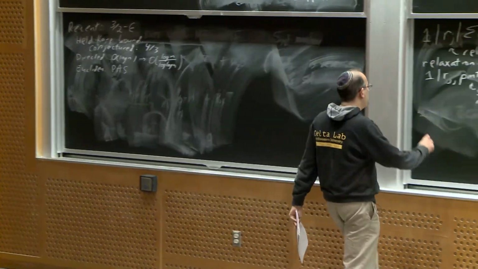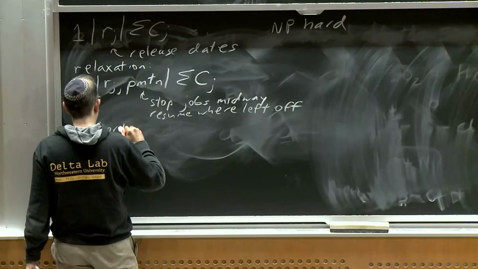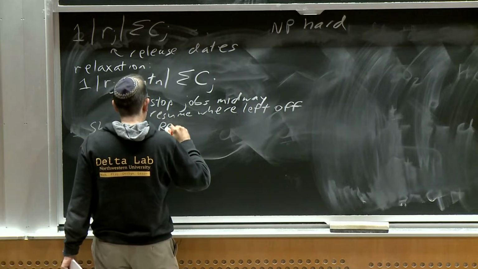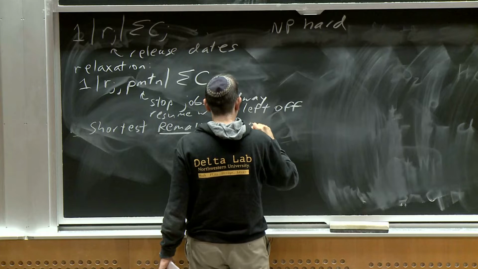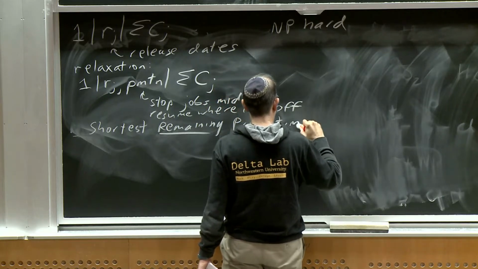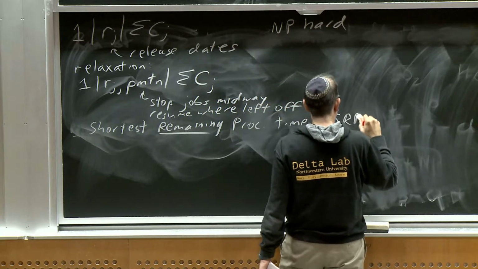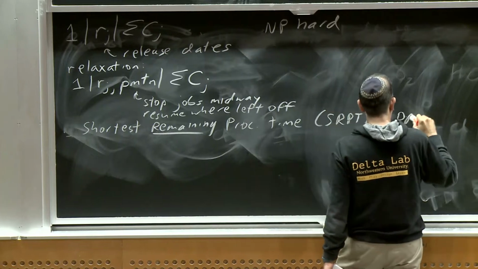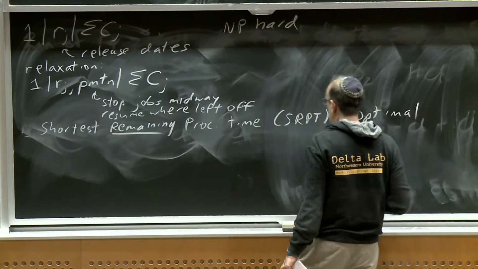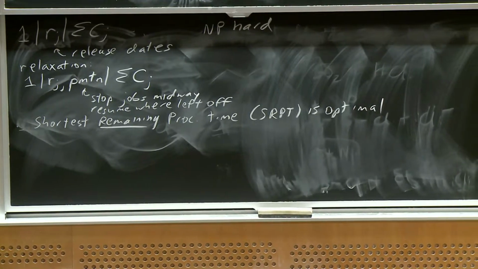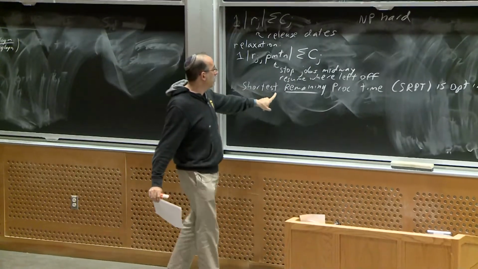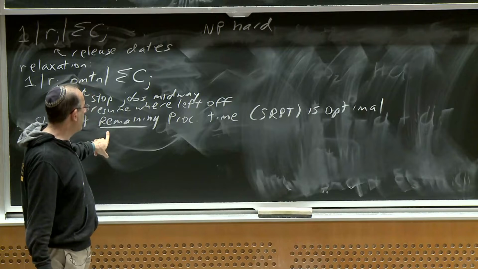Okay. So it turns out that for this problem, shortest remaining processing time is optimal. And the proof is the same as it was for 1 || sum Cj, except now we think about pieces of jobs. Sorry, I should be more precise about the algorithm.